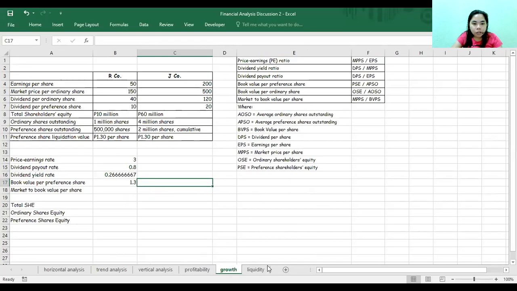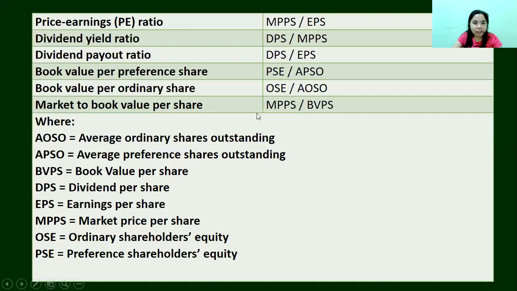So our growth ratios, okay, let me go to the next presentation. We have here different growth ratios: price earnings ratio, dividend yield ratio, dividend payout, book value per preference share, book value per ordinary share, market to book value per share. Do you need to memorize this formula? I think no need to memorize.